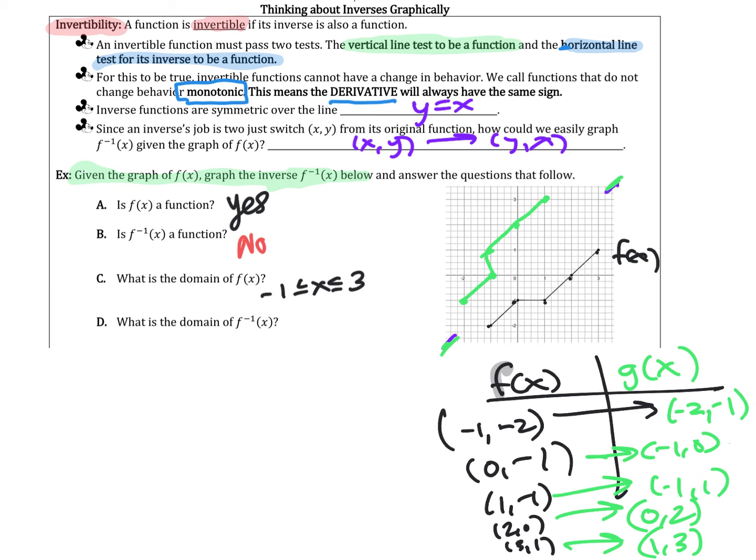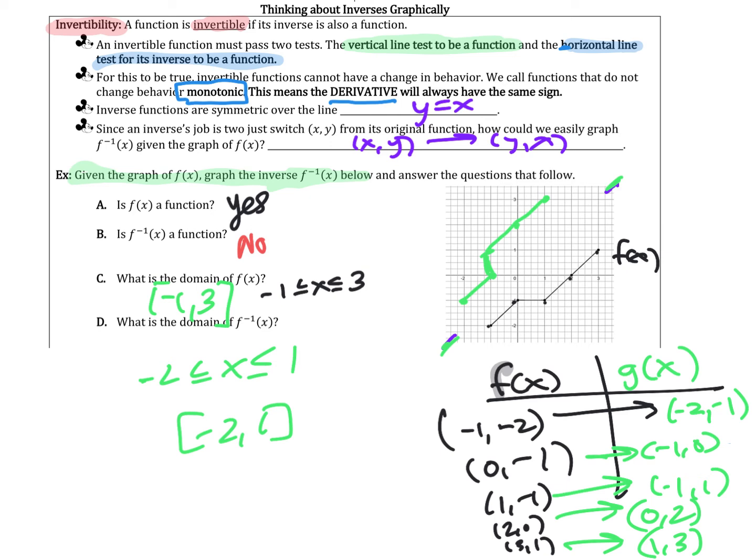The only question we didn't answer about this was, what is the domain of the inverse? Well, the furthest to the left it ever goes is -2. The furthest to the right it ever goes is 1. So our domain would be from -2 to 1. And remember, you can also write this using interval notation if you prefer.